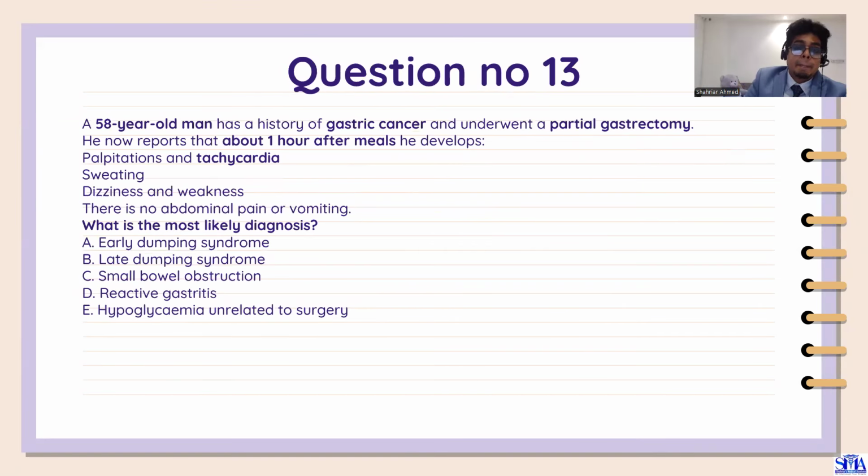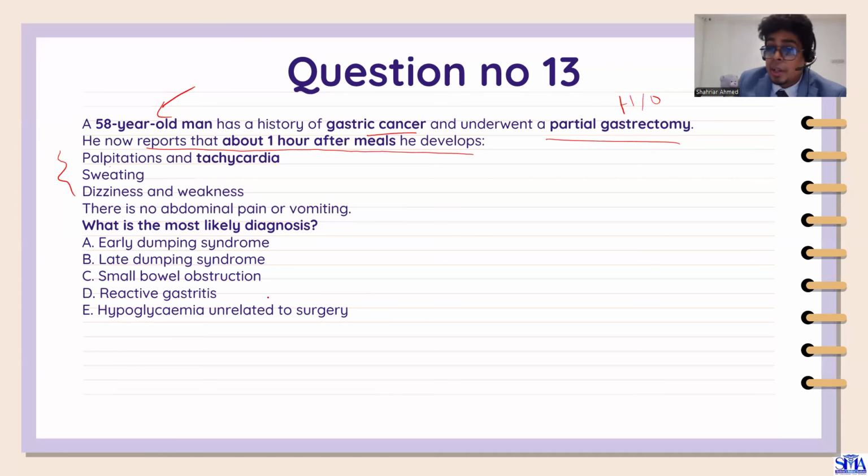Well done. A 58-year-old man with a history of gastric cancer and partial gastrectomy now reports that 1 hour after a meal, he develops some symptoms. These are his symptoms after a meal. And as a previous history, he has this special history, which makes the diagnosis easy. What is the likely diagnosis? Start your answer.